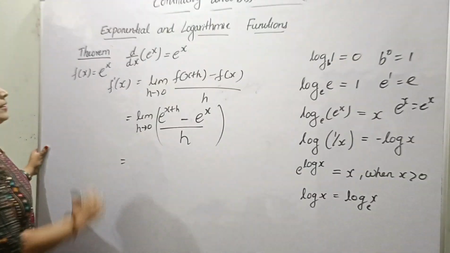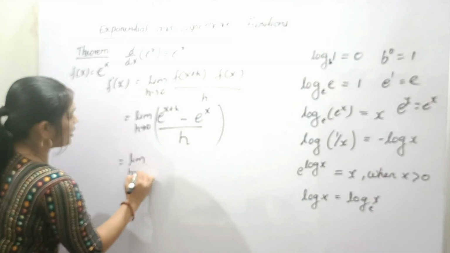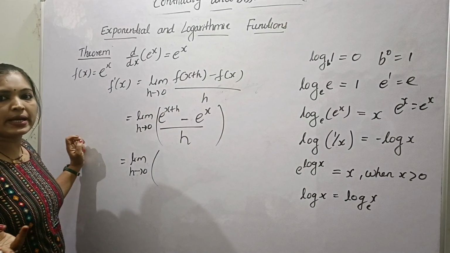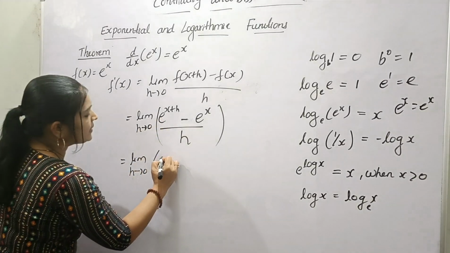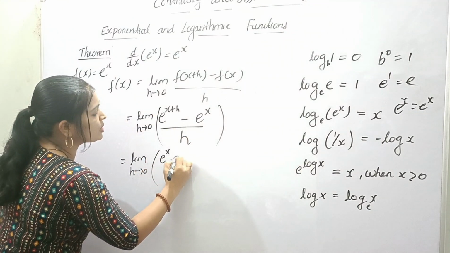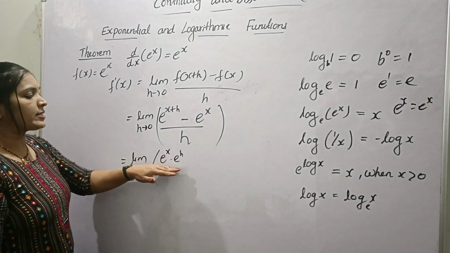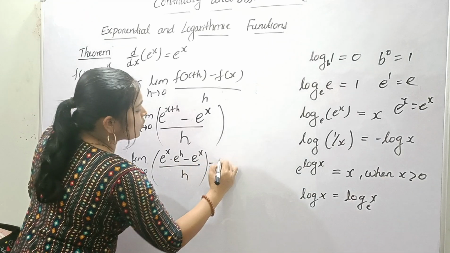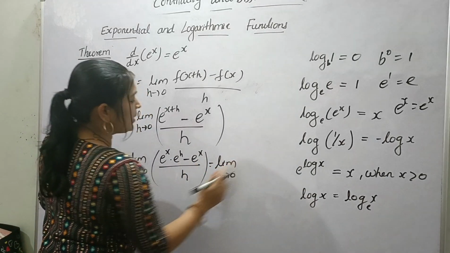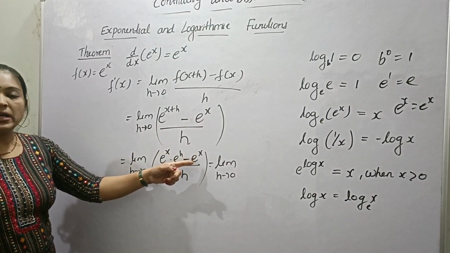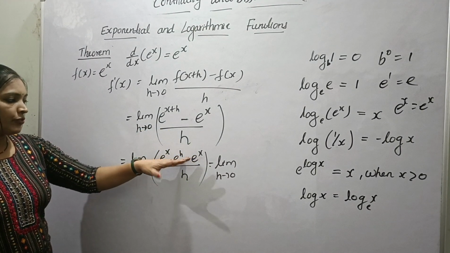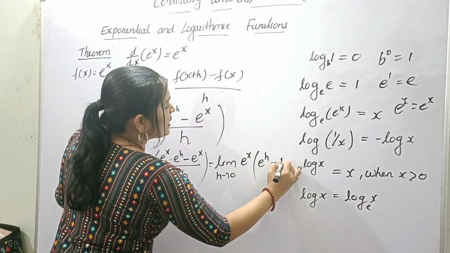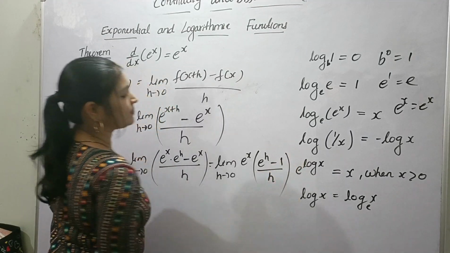Then here limit h tends to 0. This can be written using the power rule. You have already studied the power rule in 8th or 9th standard. That is, e raised to x plus h is nothing but e raised to x into e raised to h. So we get e raised to x into e raised to h minus e raised to x, divided by h. Here in both terms e raised to x is common, so let's take it out from the bracket: e raised to x into e raised to h minus 1, divided by h.